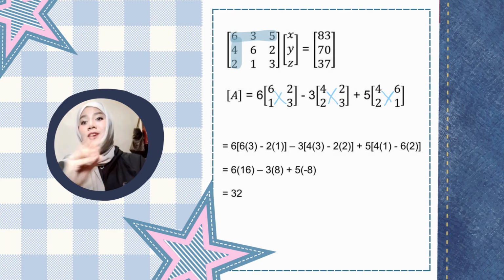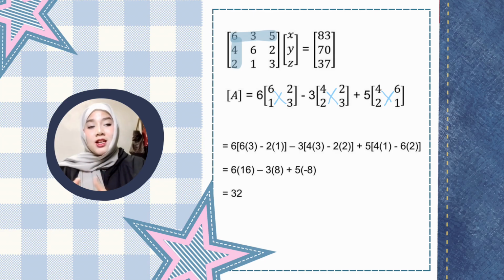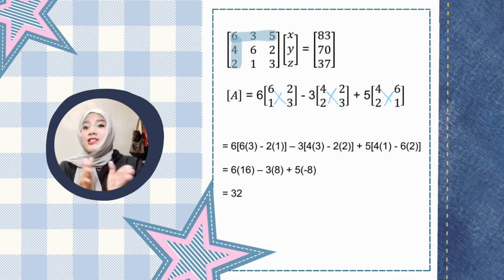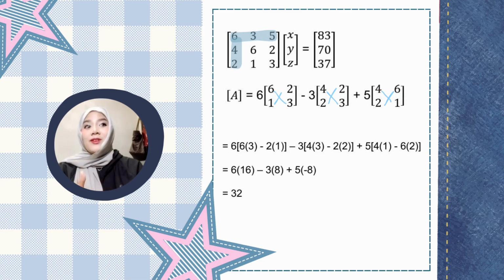First, we look at the first number in the first row, which is 6. We cover up the row and column of 6, so the numbers left are 6, 2, 1, 3. Then we do the same technique with the number beside it, which is 3. We cover up its row and column, so the numbers left are 4, 2, 2, 3.